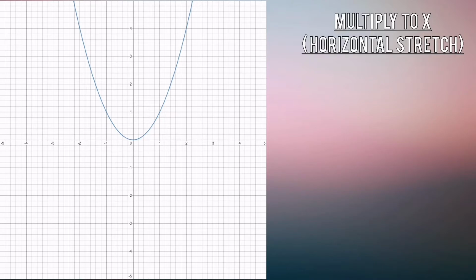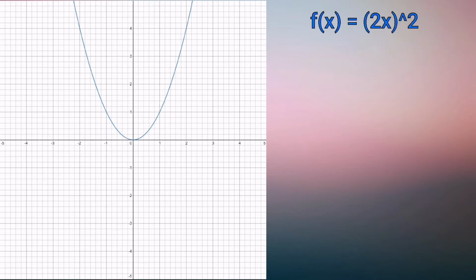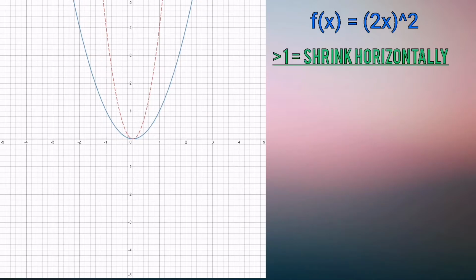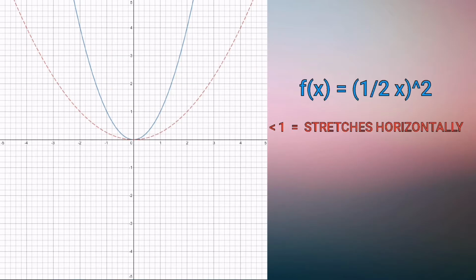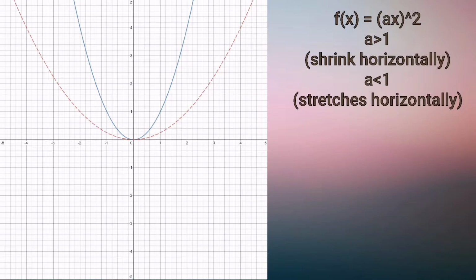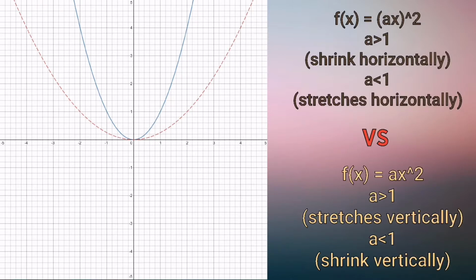If there is a constant multiplied by x, for example (2x) squared, the graph will shrink horizontally. If we replace it with 1/2, then it will stretch horizontally. As you can see, this horizontal stretch affects the graph differently compared to the vertical stretch. We need to always remember that if the value is greater than 1, it will shrink, and if the value is less than 1, it will stretch. It is kind of opposite to the vertical stretch, where a bigger value causes more stretch and a value less than 1 causes the graph to shrink.